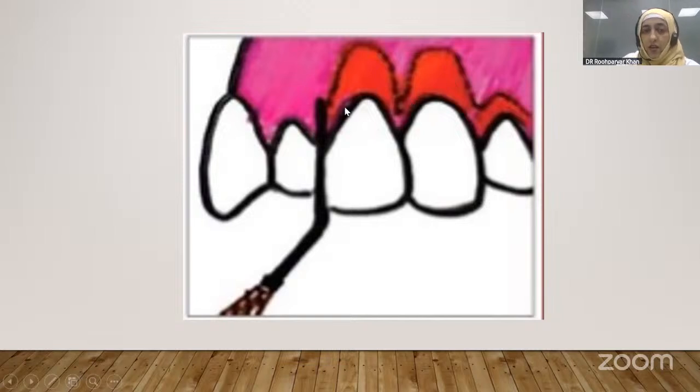This procedure is called bone sounding and it is done under local anesthesia. Since the patient is in pain because of biological width violation, it is necessary to give local anesthesia. Otherwise, the patient will be very uncomfortable and will feel more pain if we do it without anesthesia.